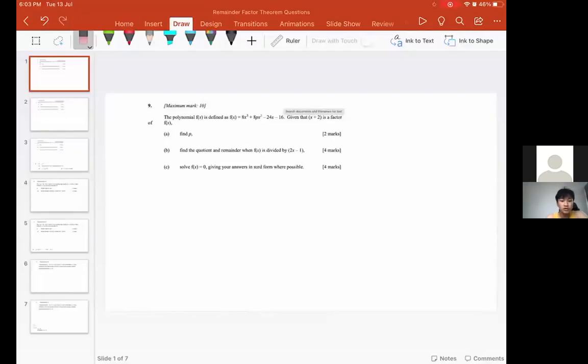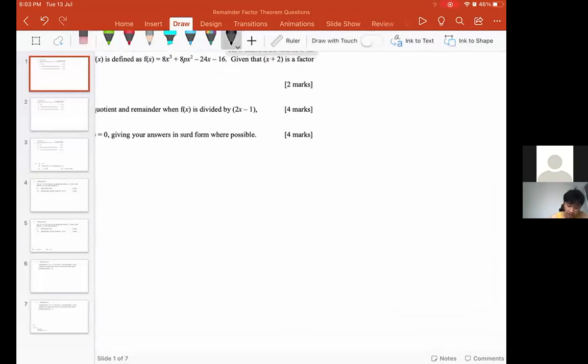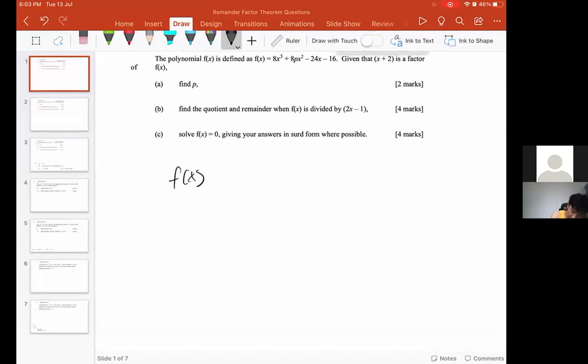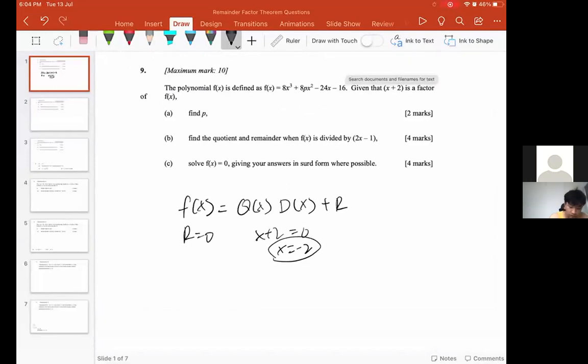All right, today we'll be going through some of the remainder factor theorem questions. This will revolve around this main theory that f(x), which is your function, is always equal to your quotient times divisor plus remainder. So when we have a factor, r will always equal 0, and we simply substitute in the factor as equal to 0. For example, the factor of x plus 2, and we can substitute this value of x equals -2 to determine the certain values that are unknown. So let's look at the application of this theory into this question.